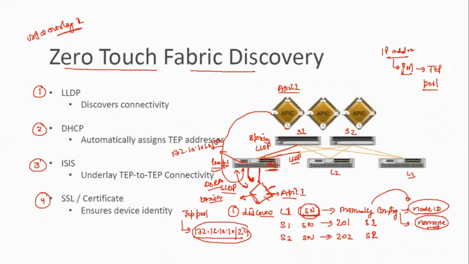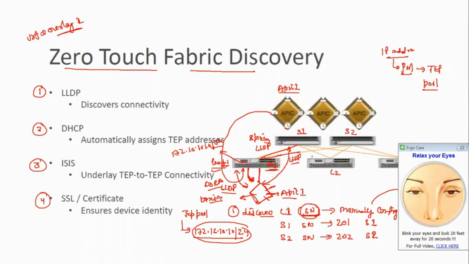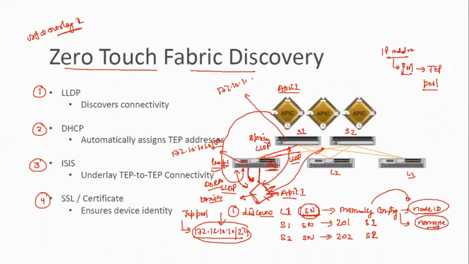As soon as I do that, a DHCP process will start between these two, and the epic will provide an IP address from this pool. So let's say spine 1 will get the IP address 172.10.10.11/32, and spine 2 will get 172.10.10.12/32. Now, what is the left part?